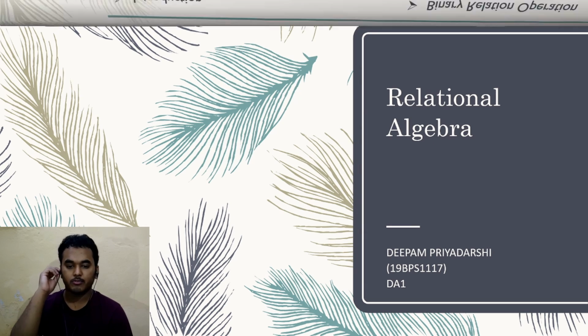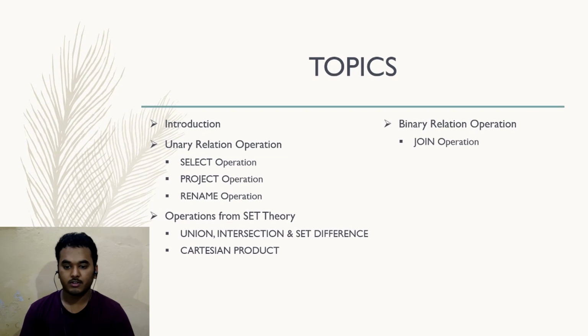So the topics that I am going to discuss in this presentation are a brief introduction to Relational Algebra. Then we will move on to unary relation operations, which will include select operation, project operation, and rename operation. Then we will move on to operations from set theory, which will include union, intersection, set difference and Cartesian product. And the last topic will be binary relation operation, which will include join operation.